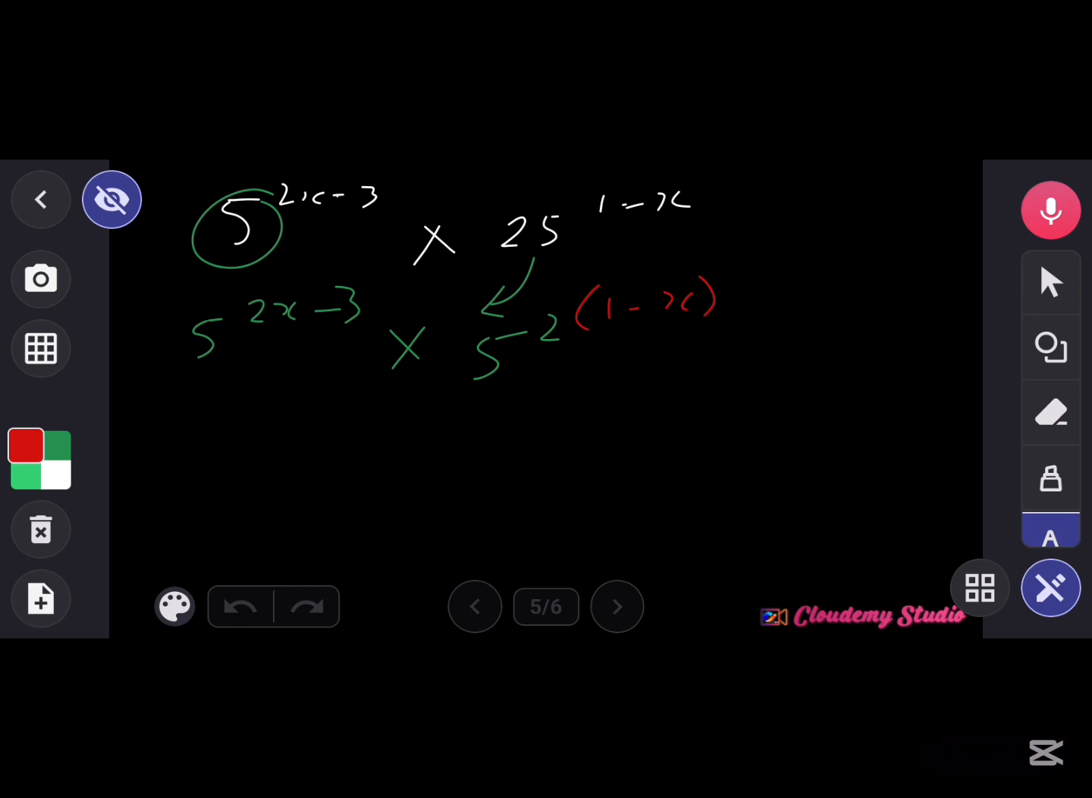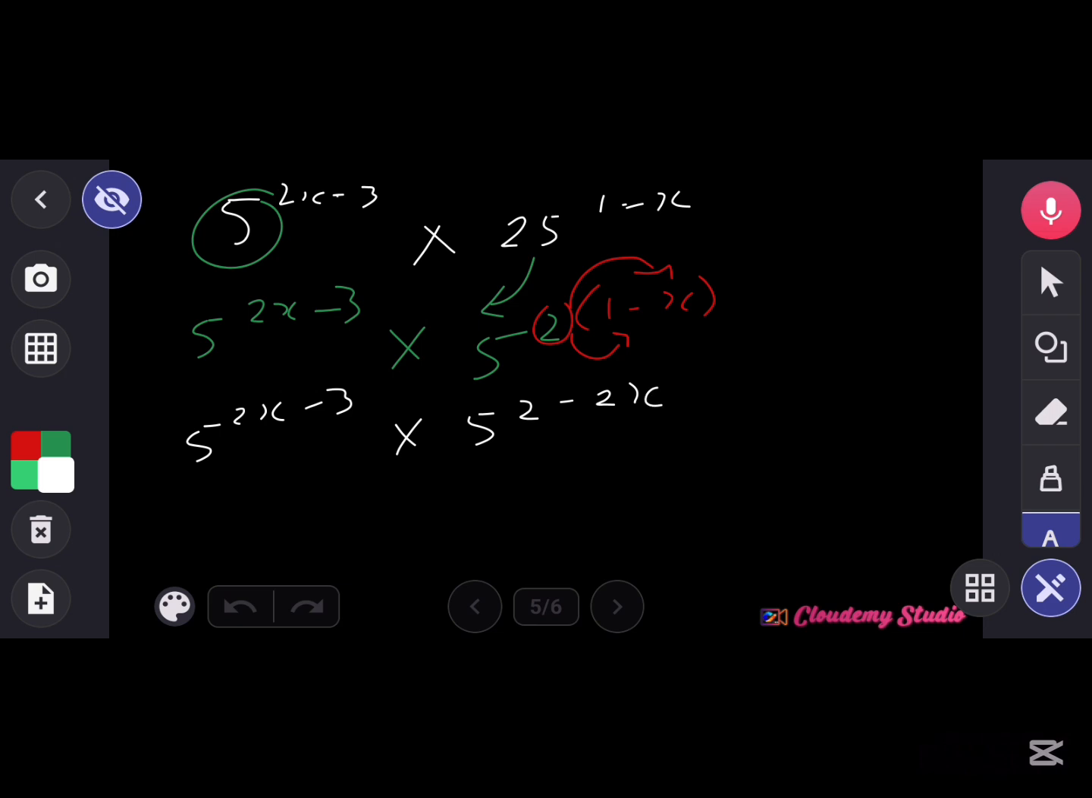You understand? Therefore, open your bracket with this 2 that is here. 2 multiplied by 1 gives us 2. 2 multiplied by x gives us 2x. Therefore, we're going to have what? We're going to have 5 raised to power 2x minus 3 multiplied by 5 raised to power 2 minus 2x.